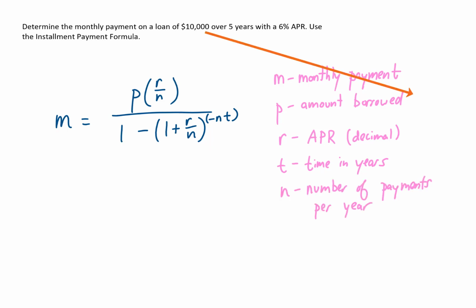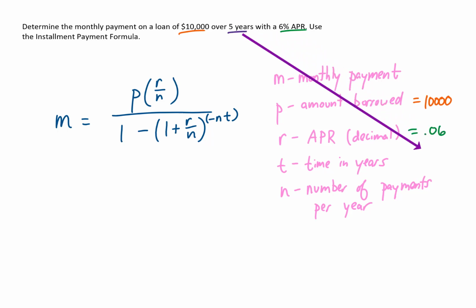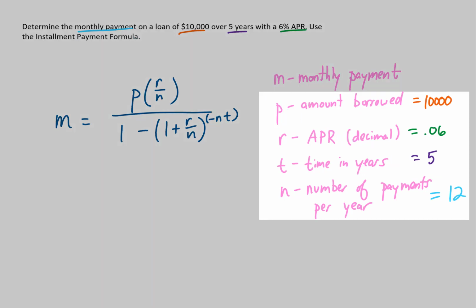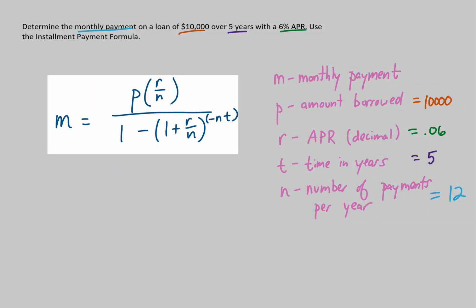So in this problem, we are borrowing a total of $10,000, that means P is going to be 10,000, our APR is 6%, so that R value is going to be 0.06. We're taking this loan out over 5 years, so T is going to be 5. And this is a monthly payment, so our N value is going to be 12. If we take all of those numbers and plug them into this formula, here's what we get.